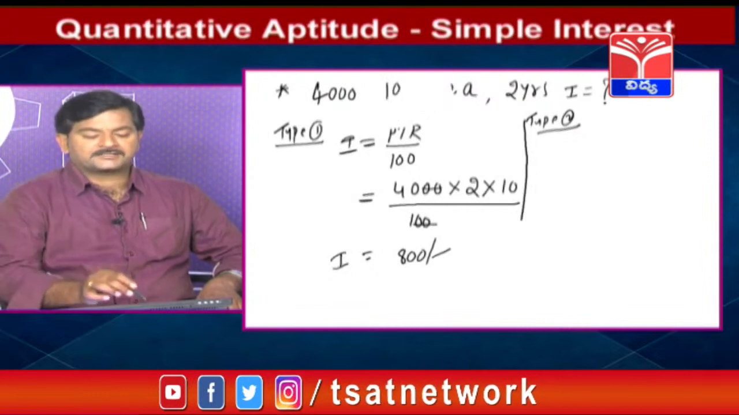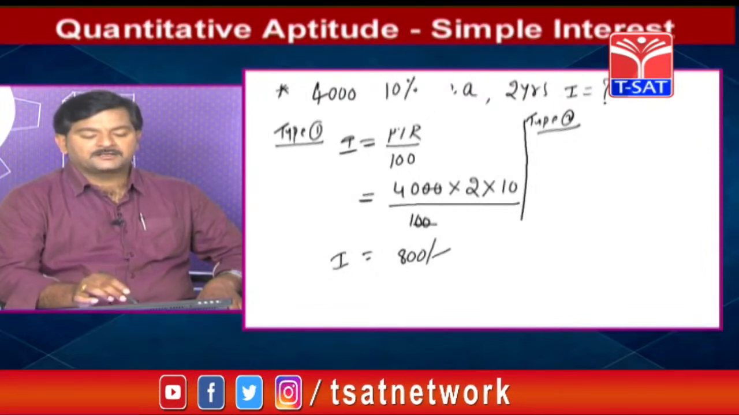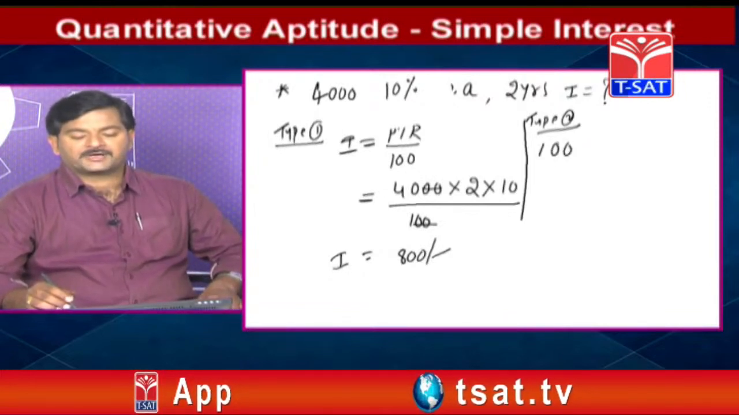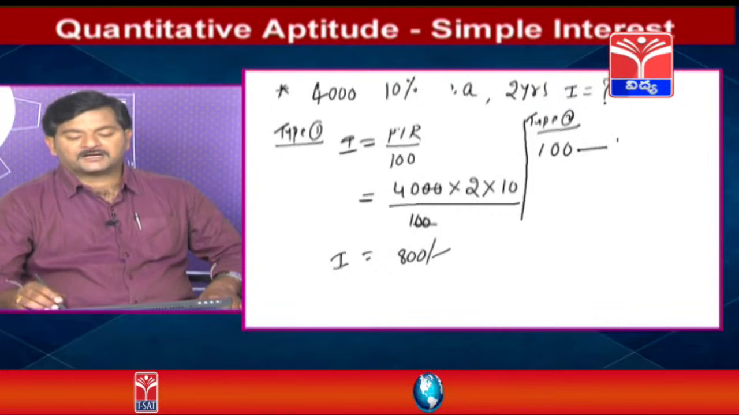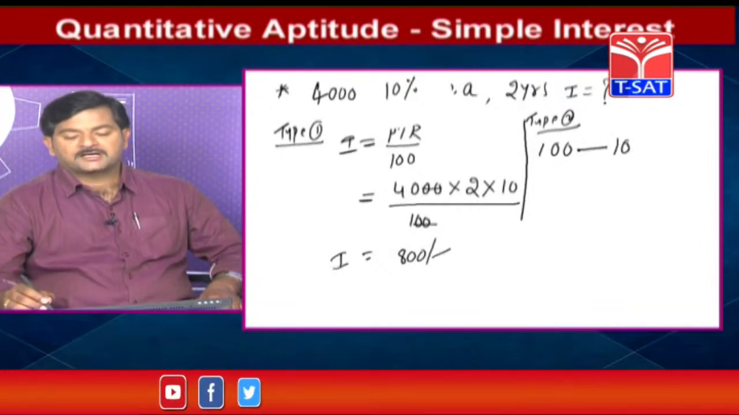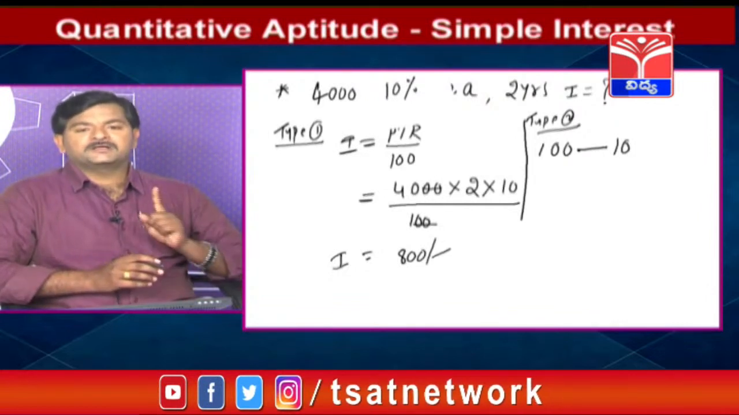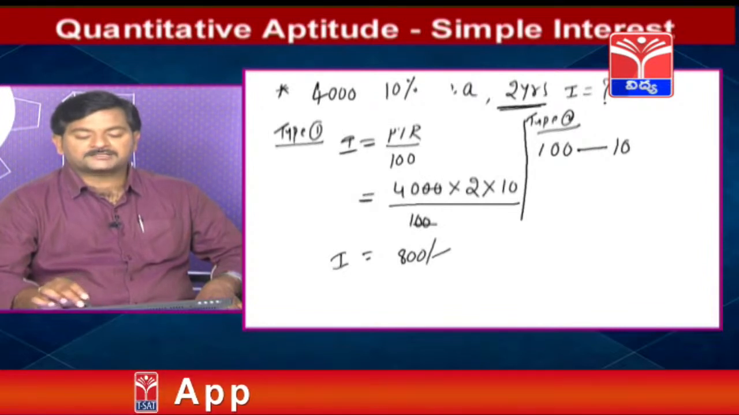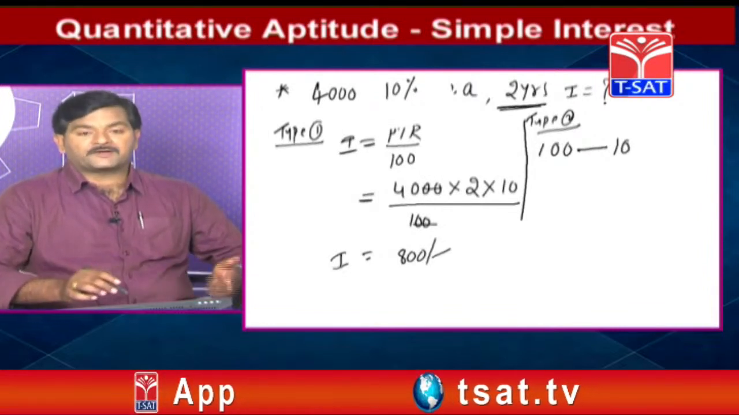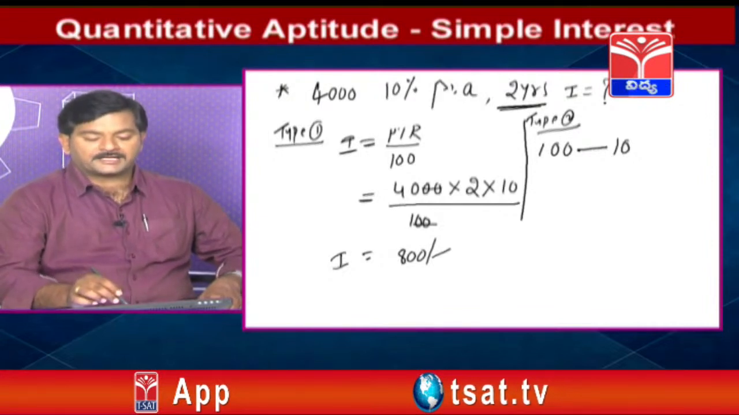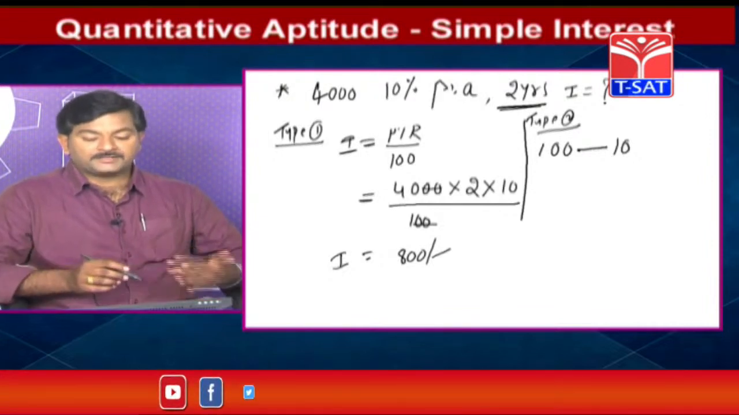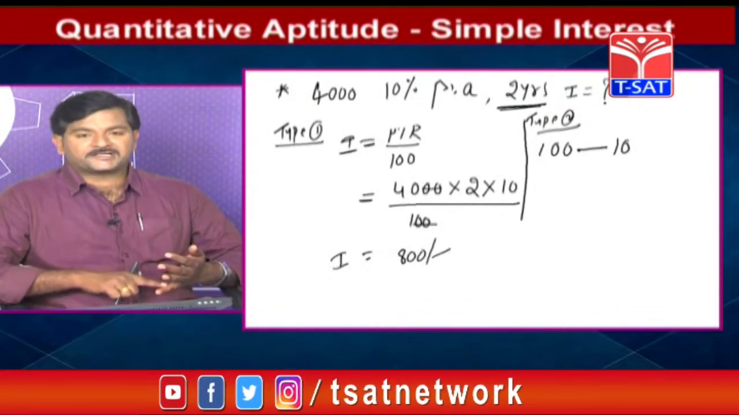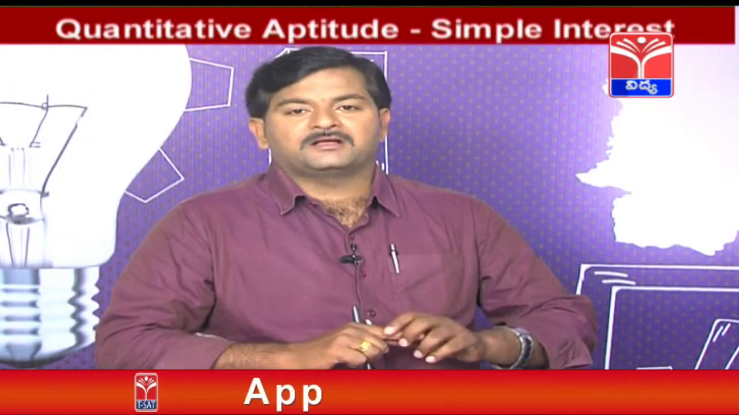Rate of interest 10% means, for example, if a person borrowed 100 rupees, for this 100 rupees he has to pay interest of 10 rupees. For how many years? For only 1 year, not for 2 years. In the question he gave 2 years, but according to the rate of interest concept, a rate of 10% means for every 100 rupees, 10 rupees is the interest for 1 year. This is the beauty of the concept.